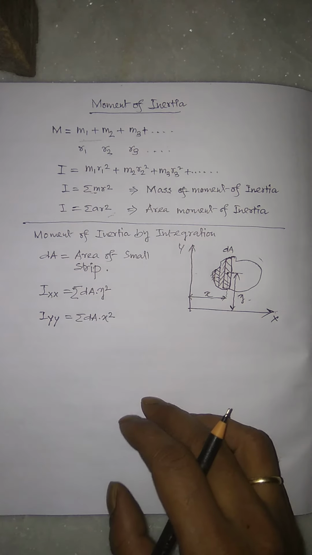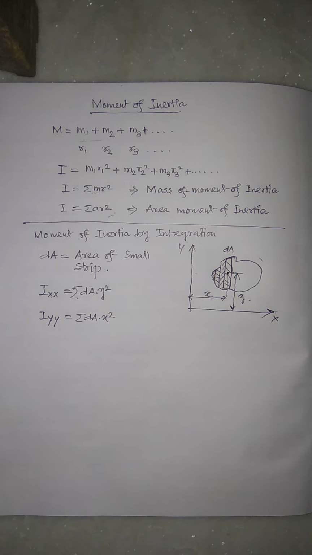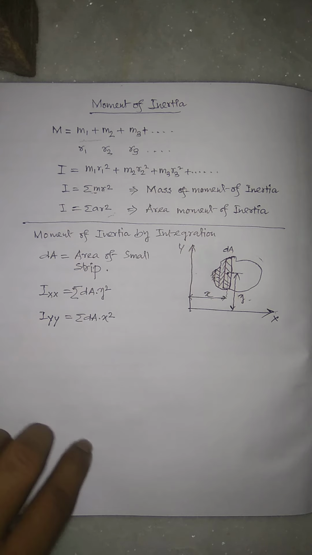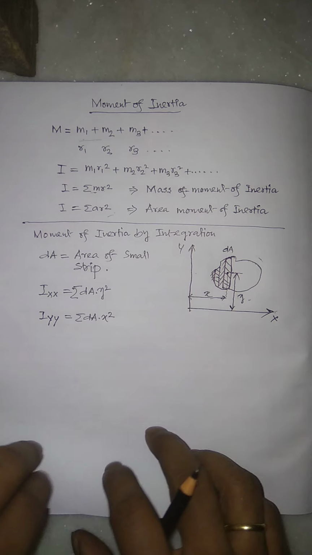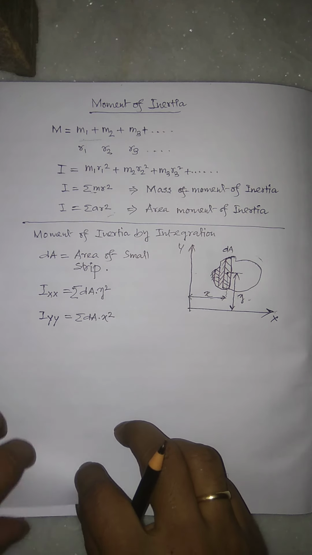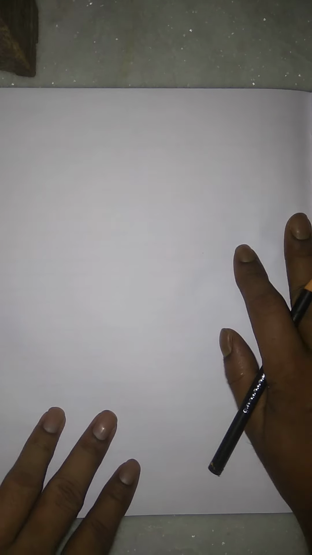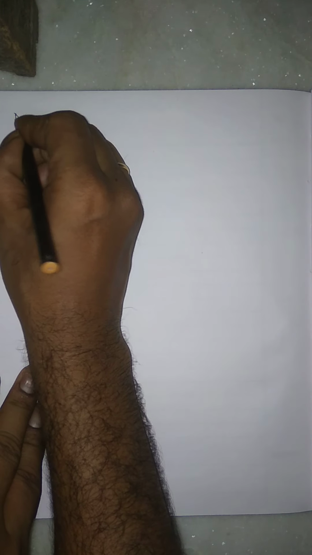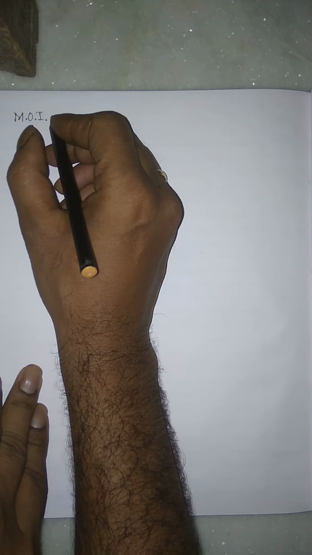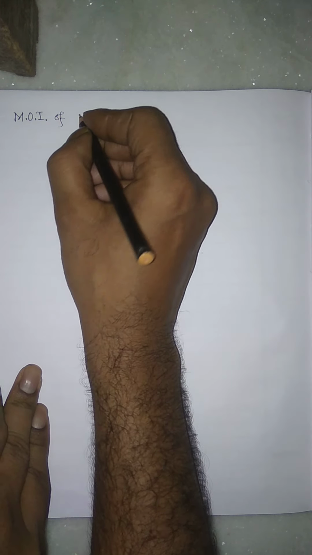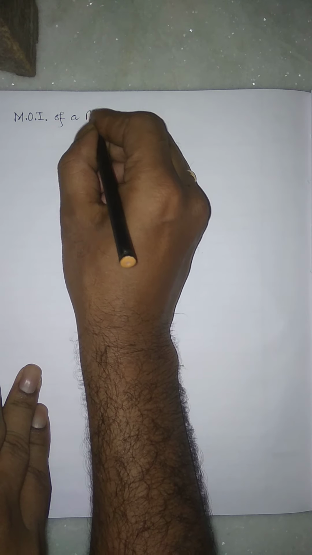Now we have to find out the moment of inertia of regular geometry. First regular section, that is chosen as rectangular section. First we have to find out the moment of inertia, MOI, of a rectangular section.